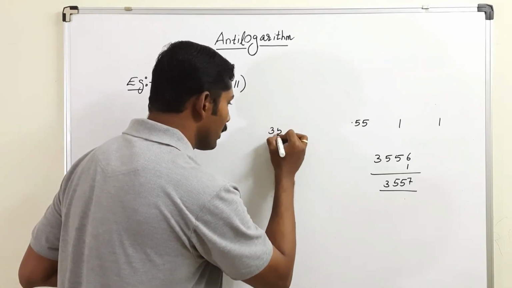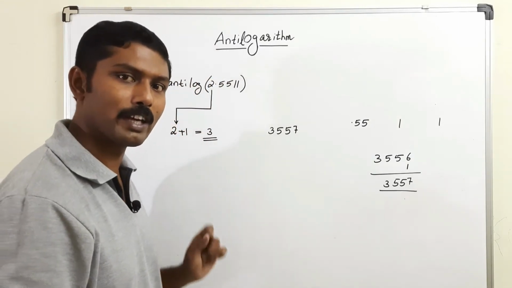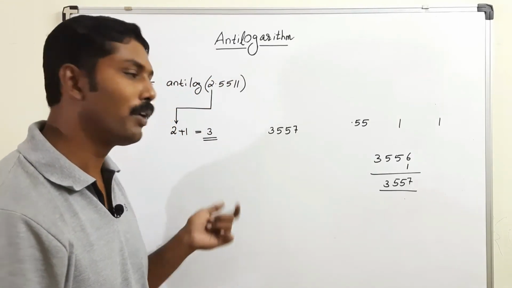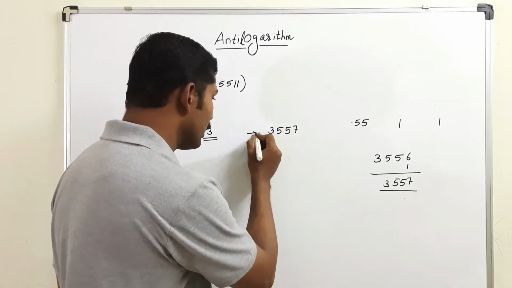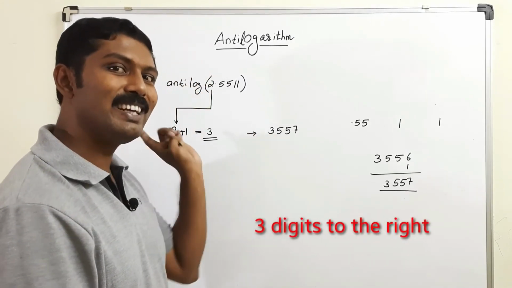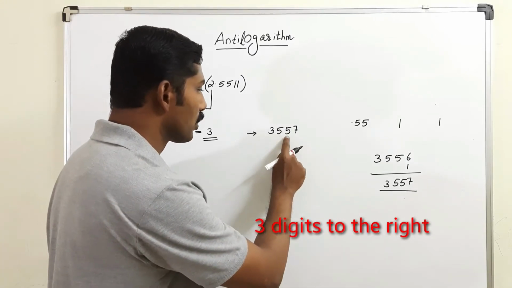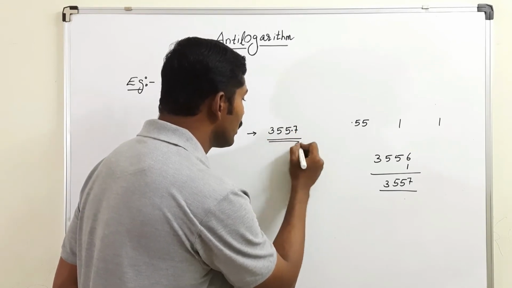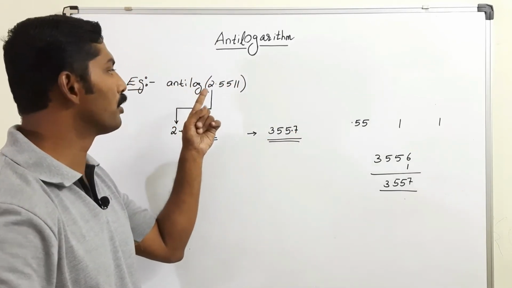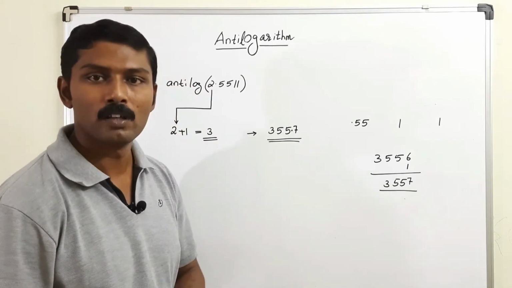Be careful, we are writing 3, 5, 5 and 7, and we have already found out the characteristic number here, right? What we do is, from the left hand side, I repeat, from the left hand side, I will count 3 digits to the right, that is 1, 2, 3, and then put a decimal point here. So this is the anti-logarithm of 2.551, which is 3557.7. I believe you got it.